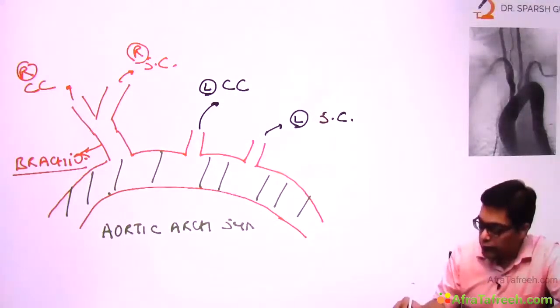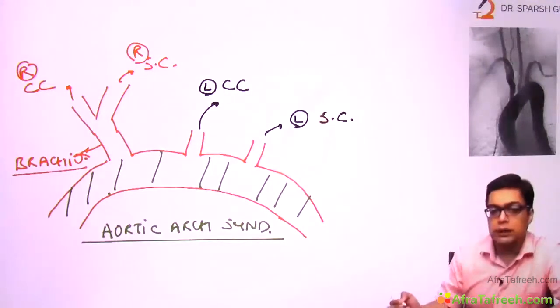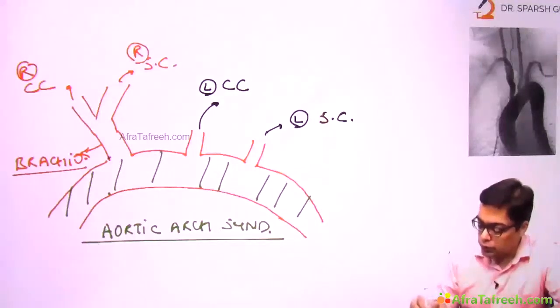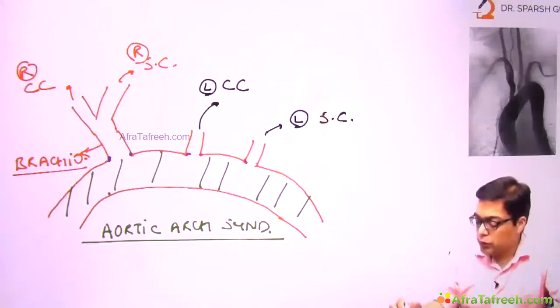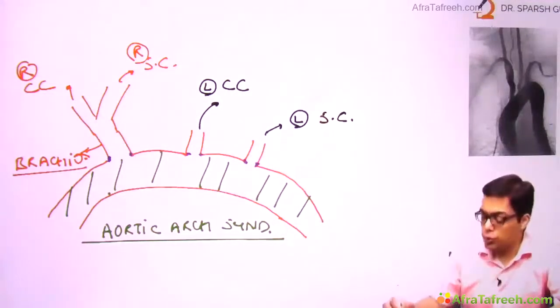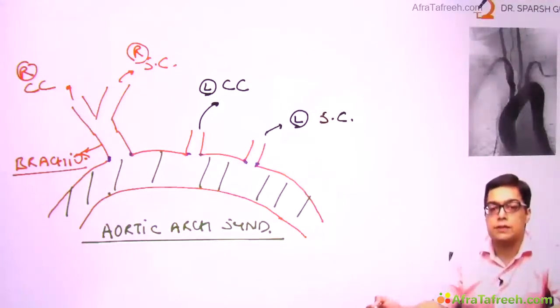Along with the involvement of the aortic arch, patients are going to have trouble at the origin point of the vessels. If there is involvement of the origin point of these vessels, less volume of blood is going to go inside these vessels.